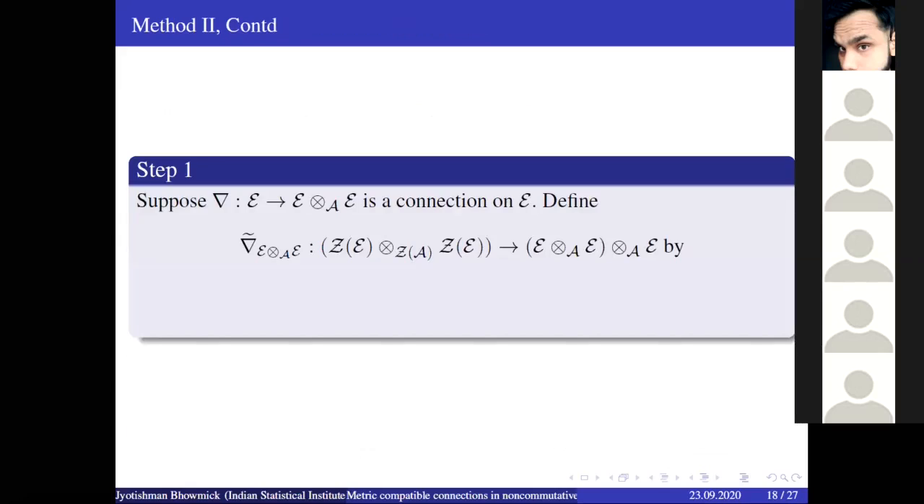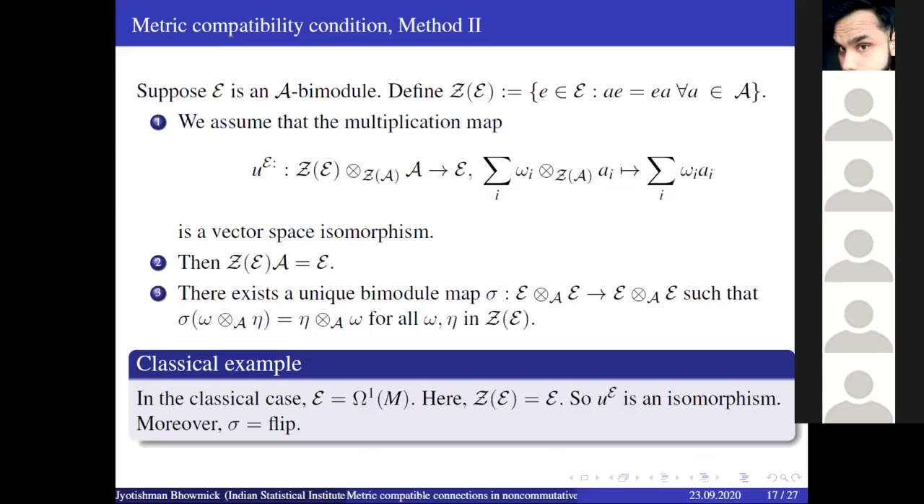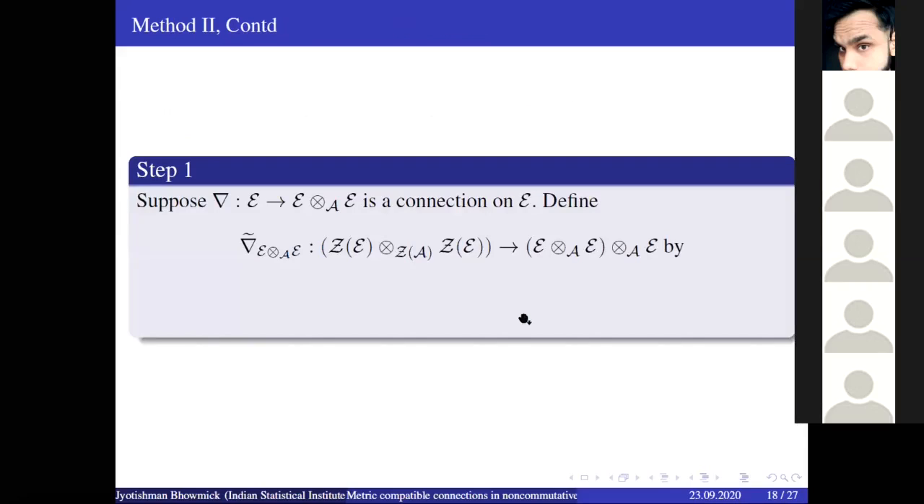So here we start. I start with a differential calculus such that the bimodule of one forms satisfies this condition one: this multiplication map is a vector space isomorphism. I fix a connection on E. I want to define a connection on E tensor E. I will do this in two steps. I will first define a map on the center tensor E, and it will take value in E tensor E, as it should.